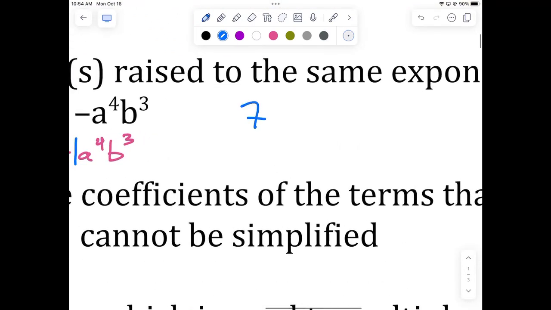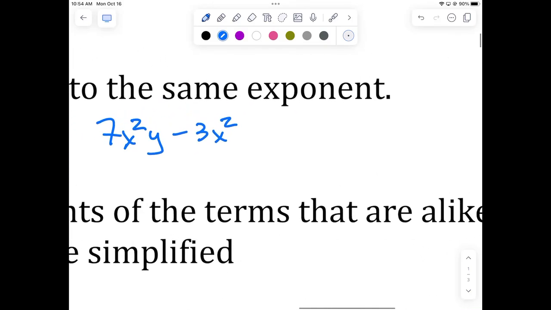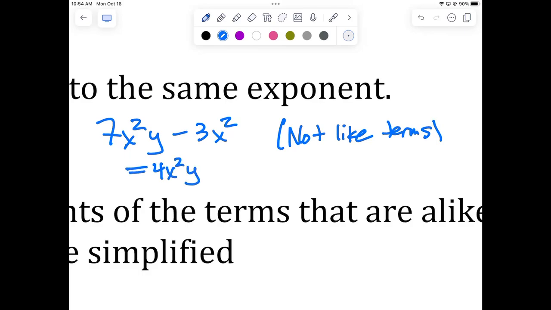What would 7x squared y minus 3x squared be? Are those like terms? No. Those are not like terms. These are not like terms. So can we combine that and say that it's 4x squared y? No. It's just 7x squared y minus 3x squared. It's like 7 apples minus 3 oranges. We're not putting them in a blender, by the way. It's just 7 apples minus 3 oranges. That's all it is. We can't combine unless they're apples to apples.